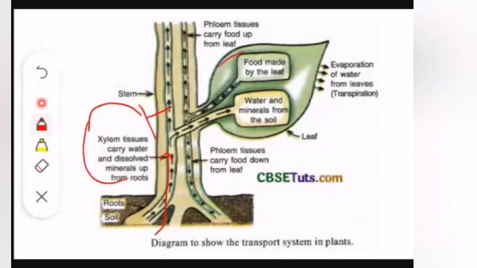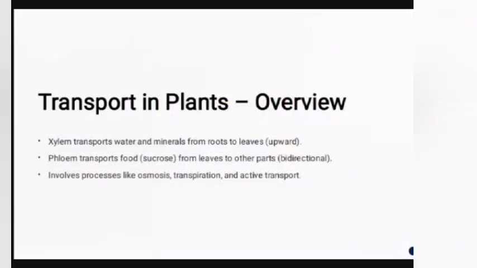Look at it here. Food is made here. Now this phloem can take this food up to other branches. It can also bring it down to the roots. So the phloem transports food from the leaves to the other parts, whereas the xylem transports water and minerals. It involves the processes osmosis, transpiration, and active transport. We are going to explain that in a bit.